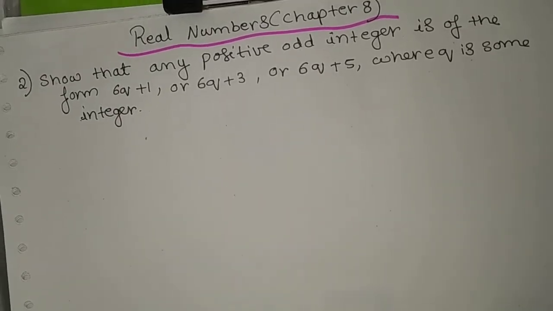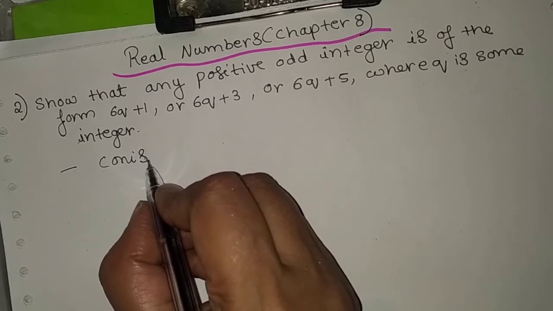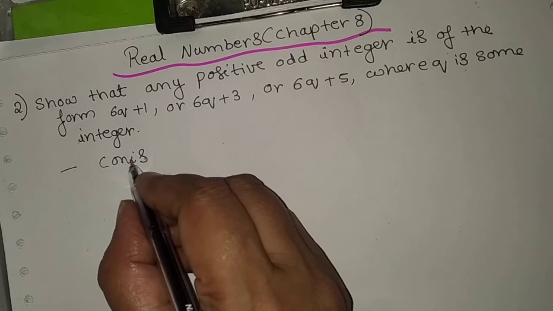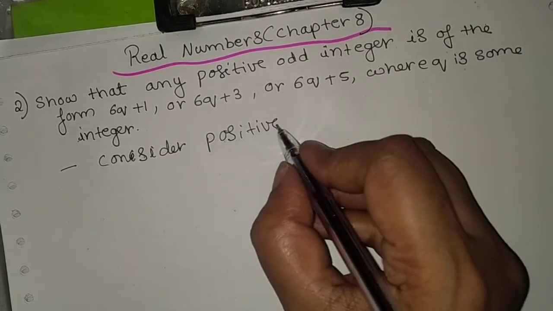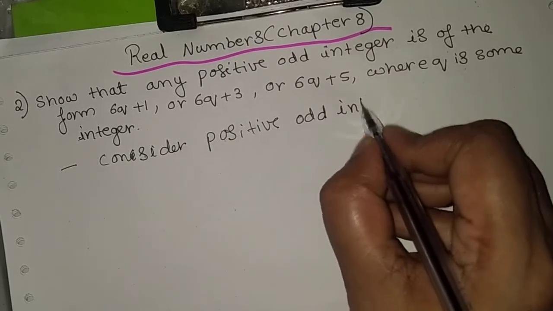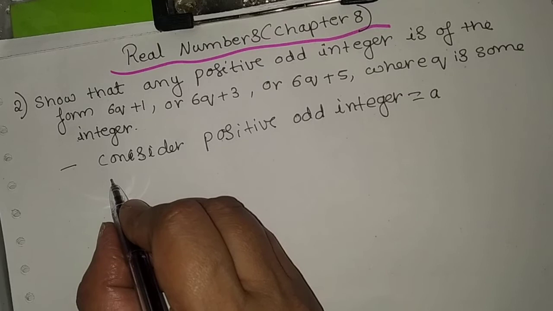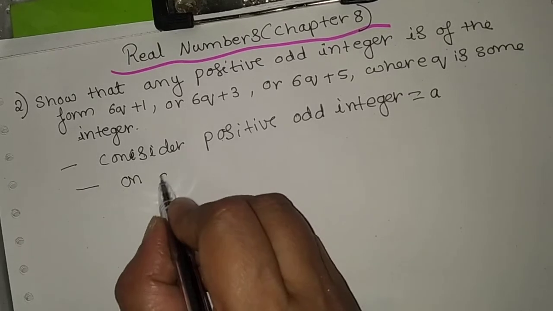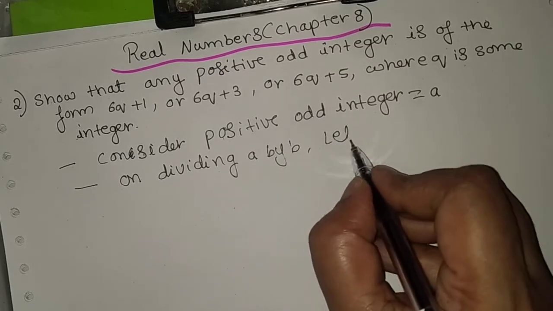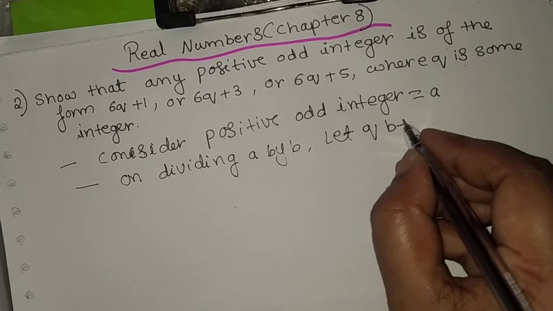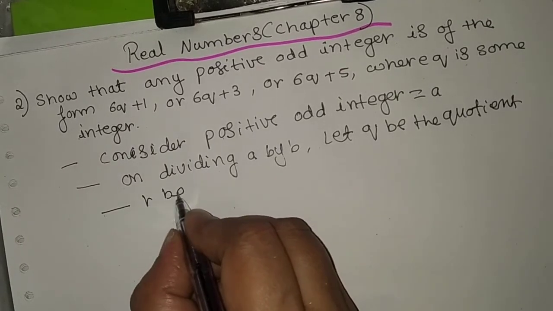First step, consider a positive odd integer as equal to a. Next step, on dividing a by b, let q be the quotient and r be the remainder.